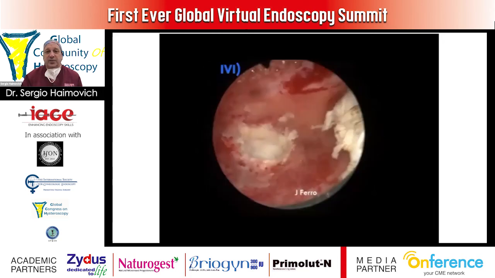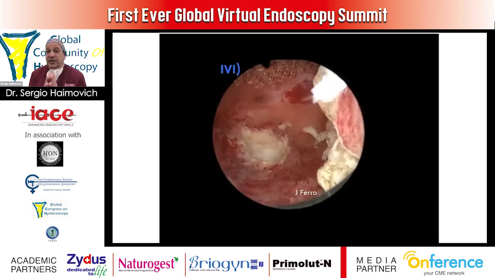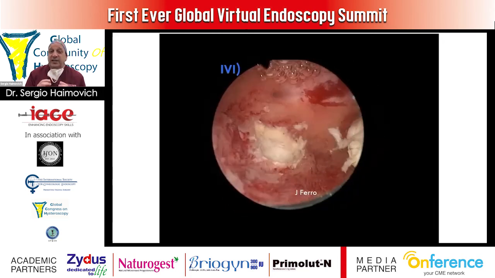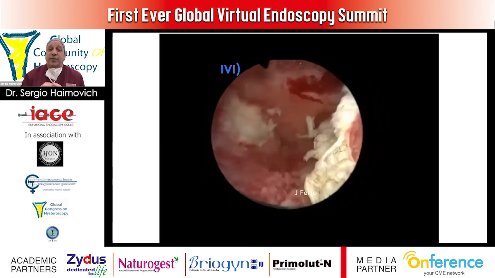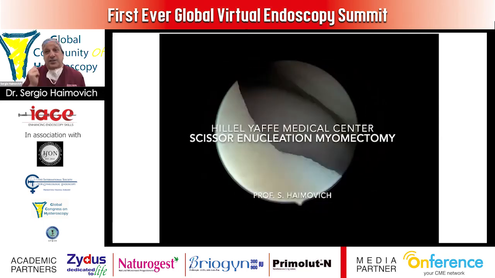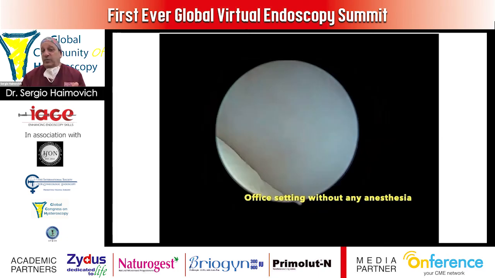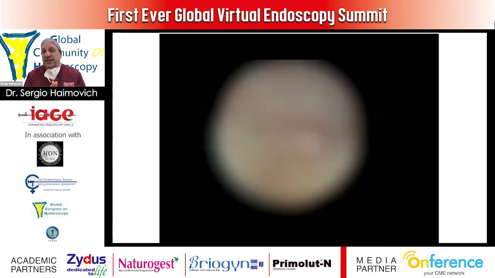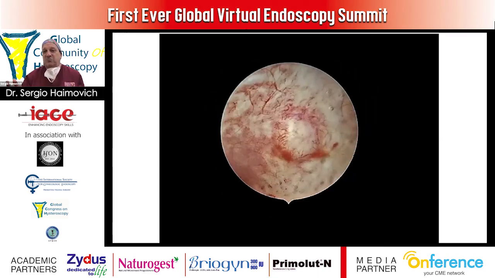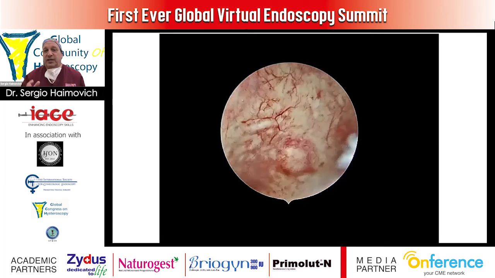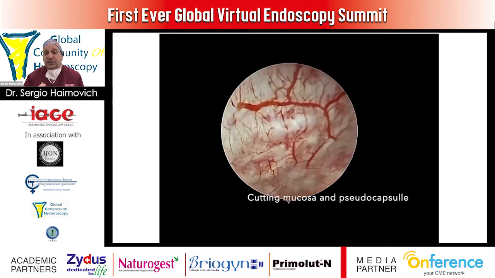This is very important. Now we are going to see the one you should start with. A small myoma performed by scissors, just as a small myoma enucleation. This was performed in an office setting, no anesthesia. Look, the myoma is almost intramural. You see only the distortion of the cavity from it. It's a very small myoma.